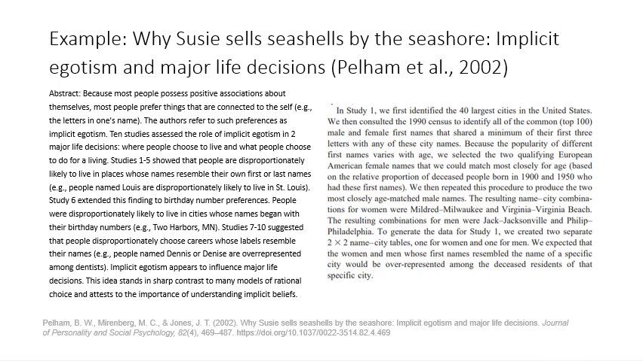This is where the archival part comes in. In study 1, we first identified the 40 largest cities in the United States. We then consulted the 1990 census to identify all of the common male and female names that shared a minimum of their first 3 letters with any of these city names. Because the popularity of different first names varied with age, we selected 2 qualifying European American female names that we could match most closely for age. We then repeated this to provide the same male names. And so they had combinations like Mildred, Milwaukee, Virginia, and Virginia Beach. For men, Jack, Jacksonville, and Philip in Philadelphia.